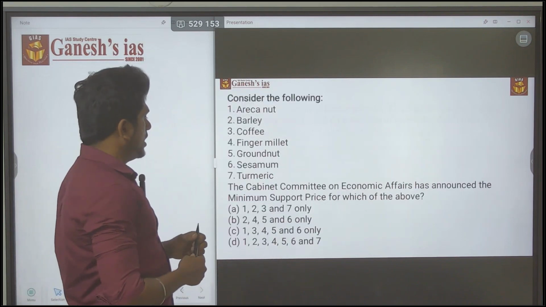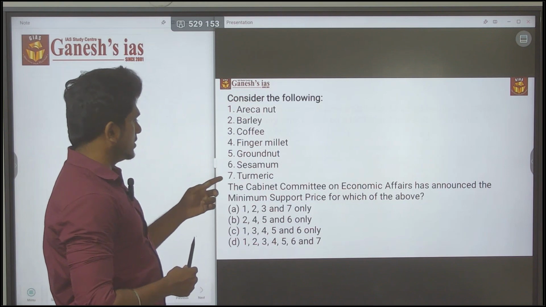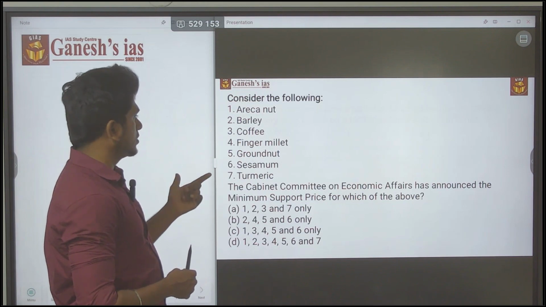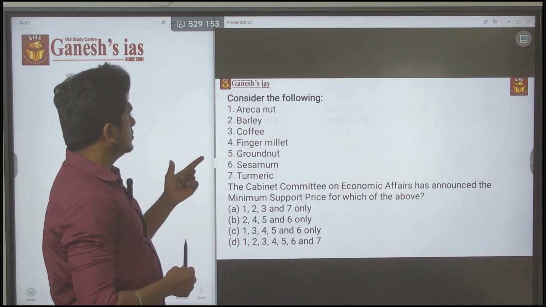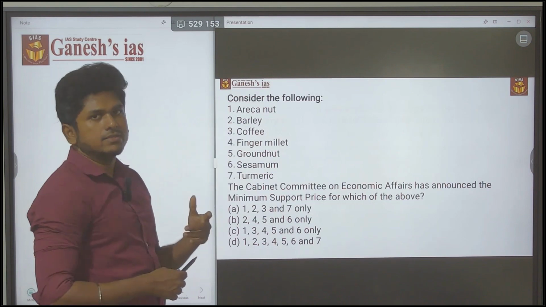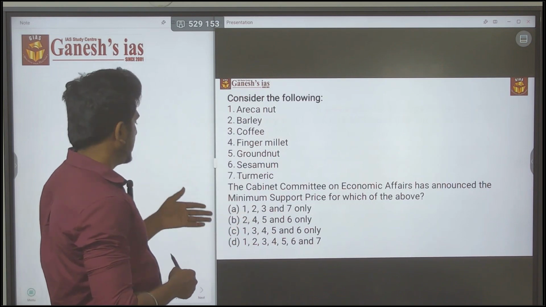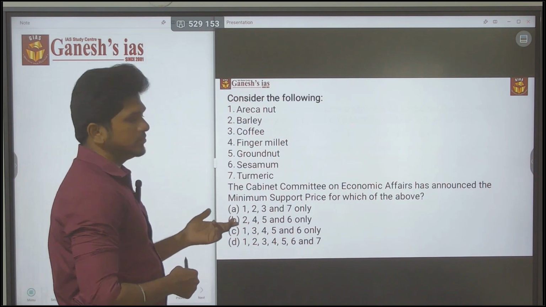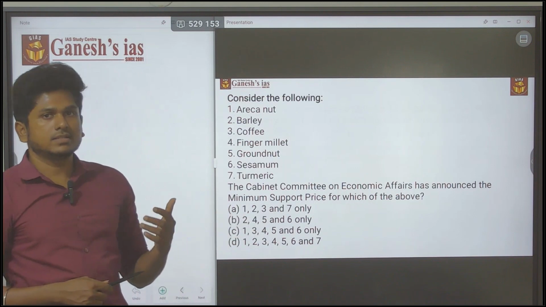So eliminate the seventh statement. It's turmeric, which is not there. And then areca nut is also not there. With that elimination you can easily go for the answer B. So the answer here is B.